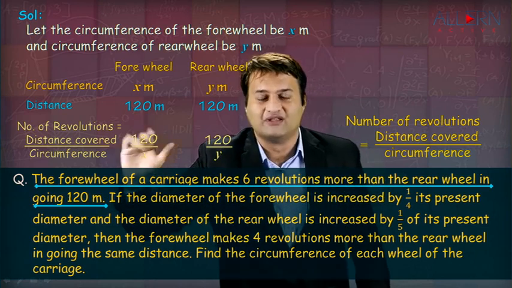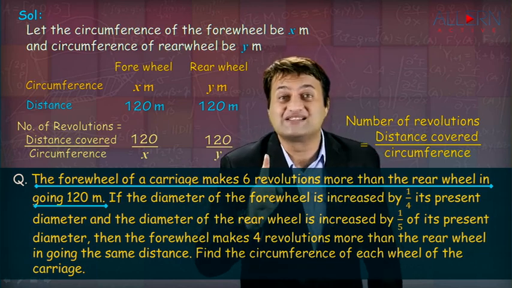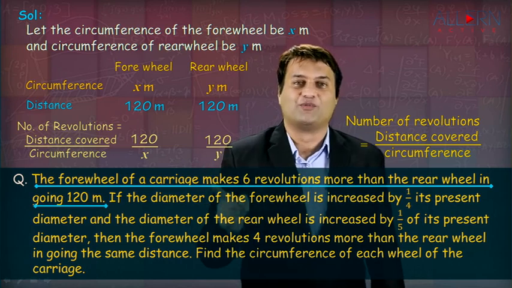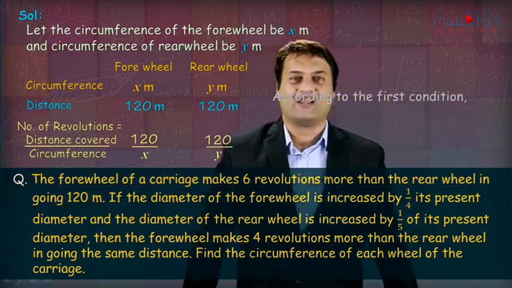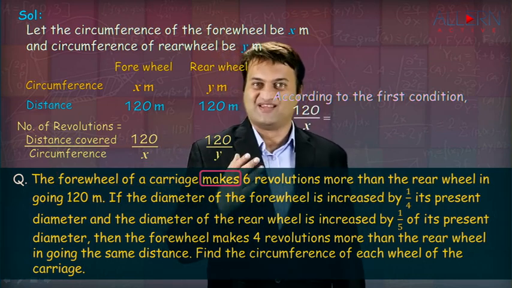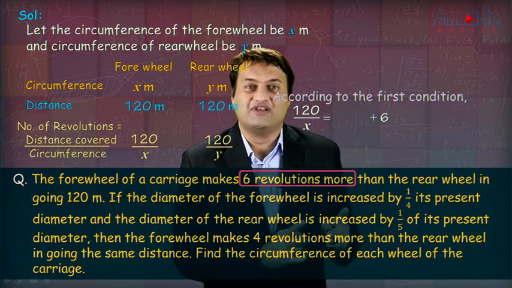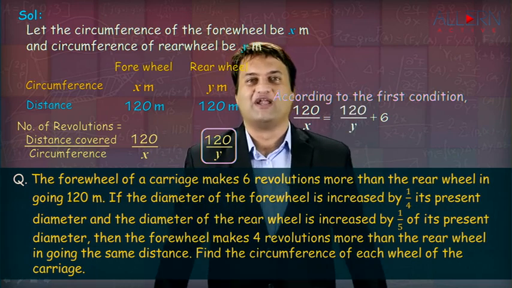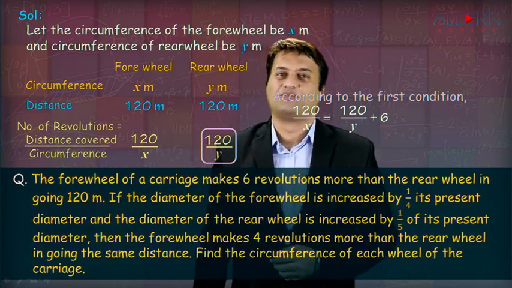So the forewheel, that is 120 upon x, makes 6 revolutions more than the rear wheel, that is 120 upon y, plus 6, as simple as that. So the forewheel of a carriage, that is 120 upon x, makes 6 revolutions more, after leaving some space, plus 6, than the rear wheel, that is 120 upon y. So 120 upon x is equal to 120 upon y plus 6.